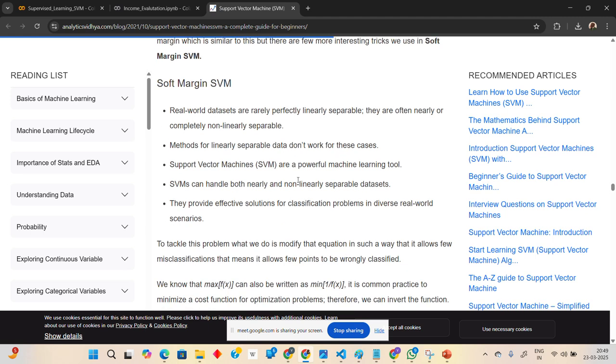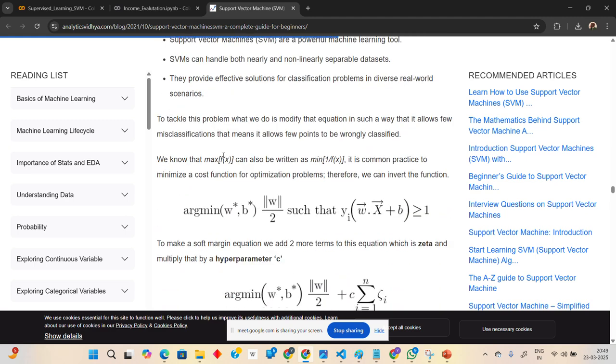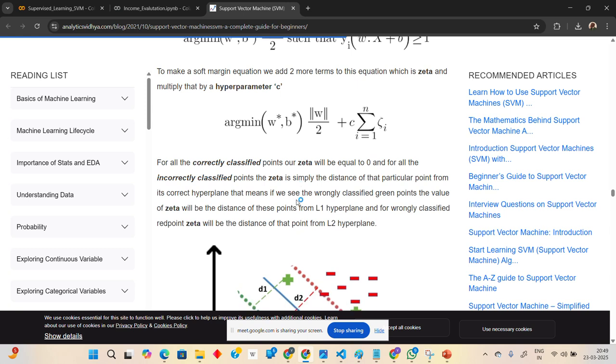But in reality, it is very clearly mentioned that real world data sets are very rarely perfectly linearly separable. Then what is the plan B? Plan B is we can go for soft margin. Here the soft margin is very clearly mentioned. This hyperparameter is going to add it.